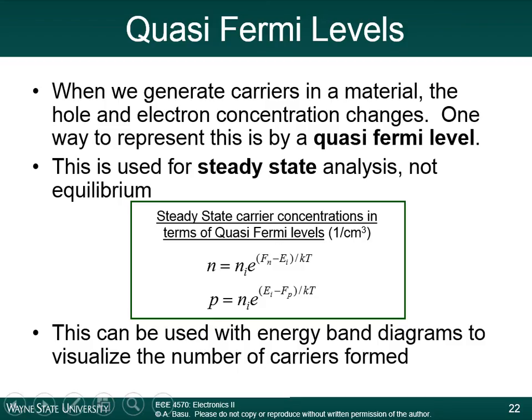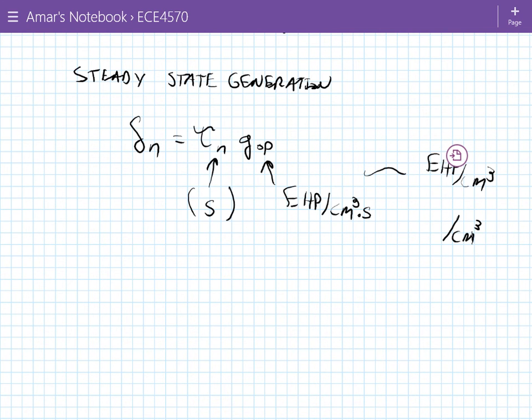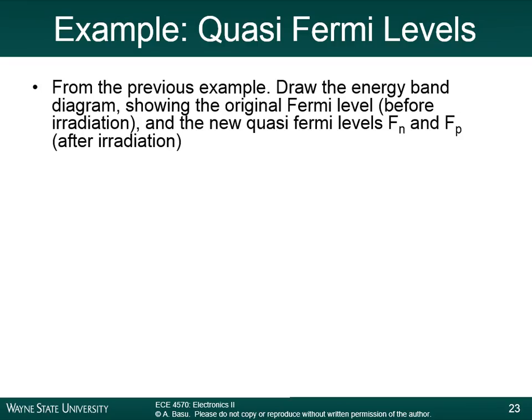These are the equations for the quasi-Fermi level. n is equal to ni e to the (Fn minus Ei) divided by kT. p is equal to ni e to the (Ei minus Fp) divided by kT. And what it will look like is something like this. Say we have an example problem here. From the previous example, draw the energy band diagram showing the original Fermi level before irradiation and the new quasi-Fermi levels Fn and Fp after irradiation.